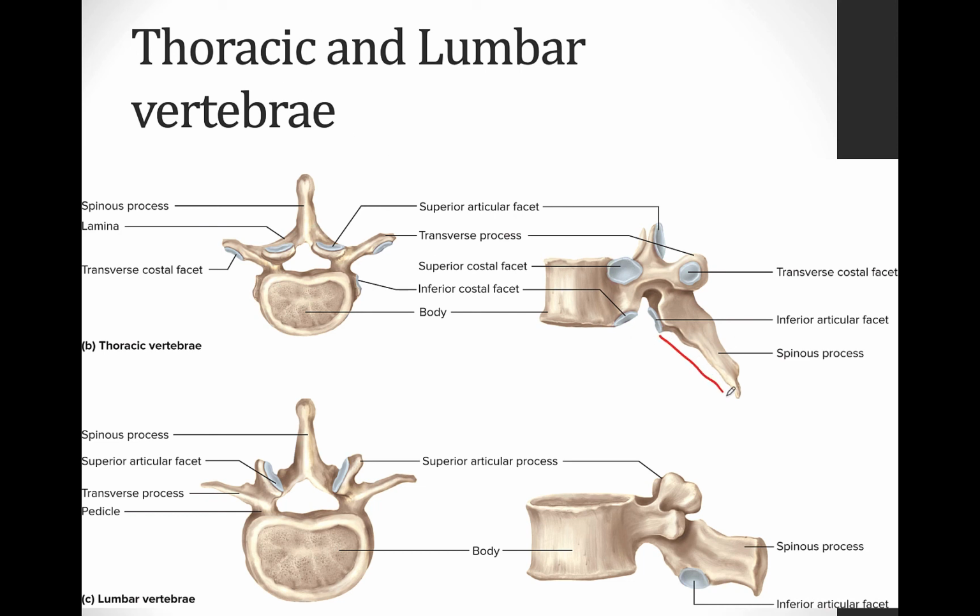These usually have very prominent spinous processes that point posteriorly. One way that you can tell these apart is by looking at the superior articular facets. So in the thoracic, these facets point upwards. So they don't point towards each other, they point up towards the next vertebra.